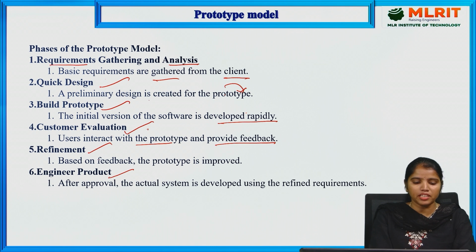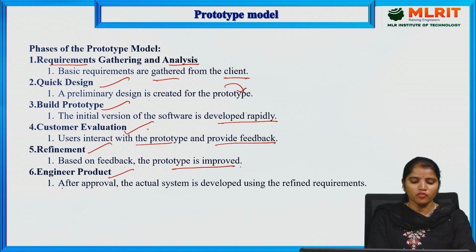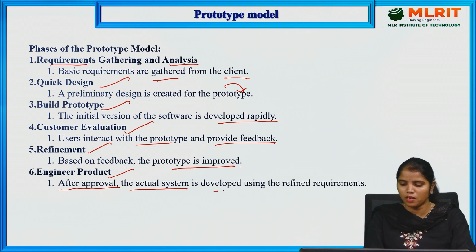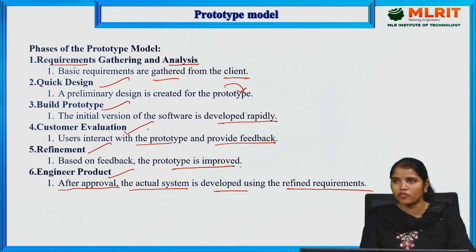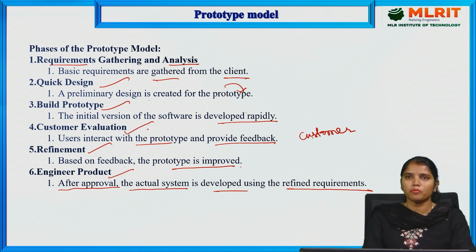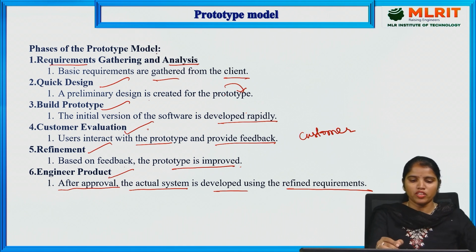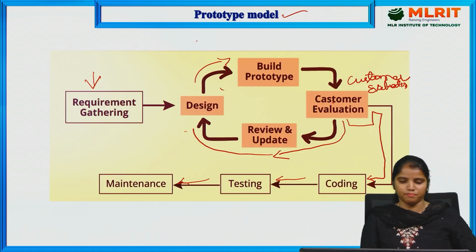After completing that, based on the feedback of the customer, the prototype is going to improve. After that, we are going for the engineering product. After approval, the actual system is developed using the refined requirements. Based upon the customer requirements, we are going to update the project. Then only we are going to release that project into the market. These are the phases of the prototype model.